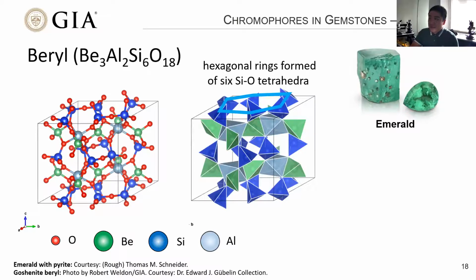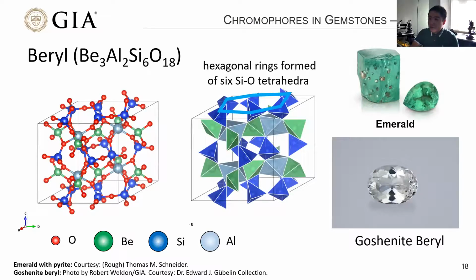Each aluminum coordinates with 6 oxygen atoms to form an octahedron. Each beryllium atom is surrounded by 4 oxygen atoms to form a distorted tetrahedron. In these positions, they link the hexagonal silicon-oxygen rings, and the whole structure is linked laterally and vertically to form the beryl crystal. Pure beryl is colorless, such as this colorless beryl called goshenite in the trade.